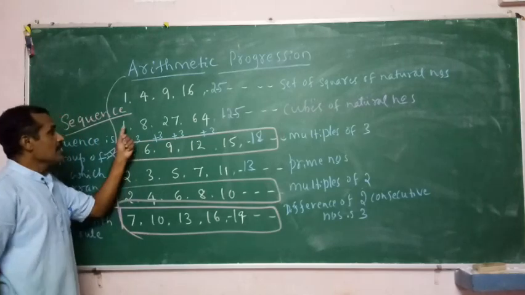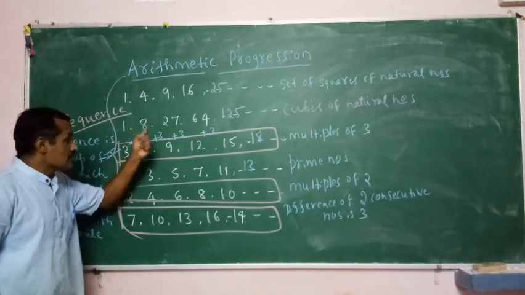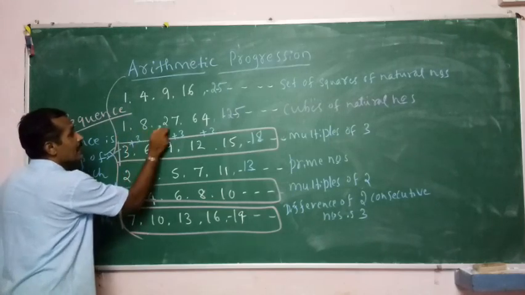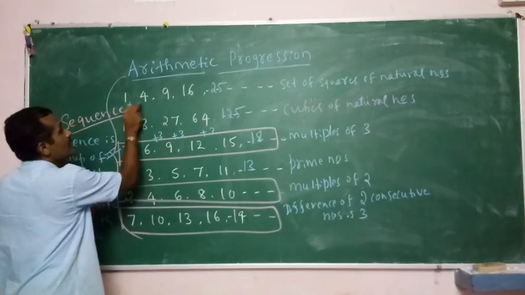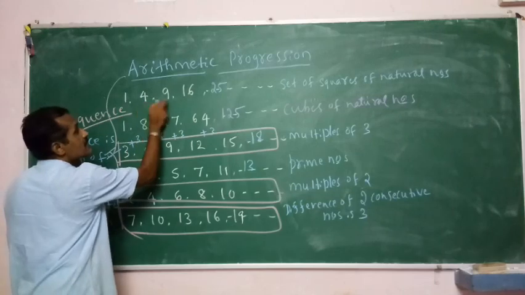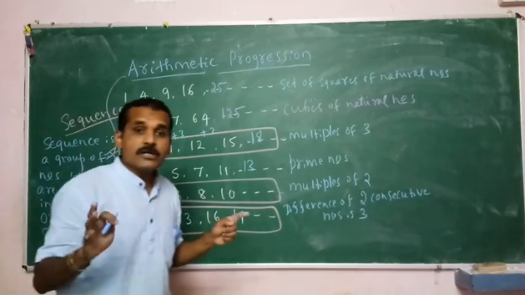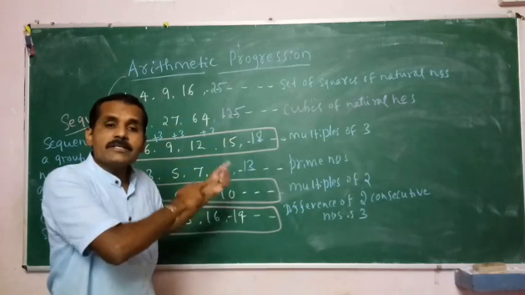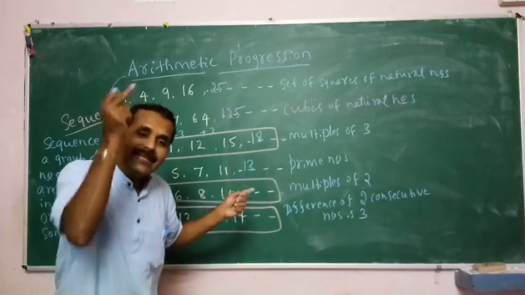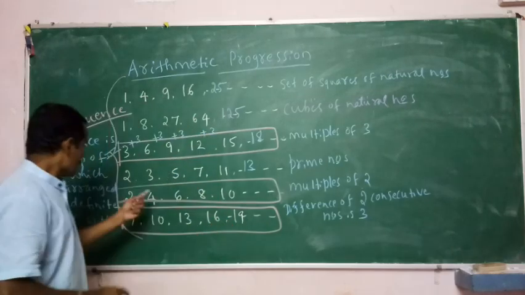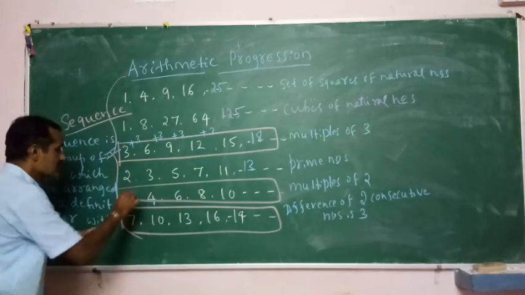But here you see, this is also a sequence, this is also a sequence, but see the difference? Difference is 7, difference is 19, difference is 3, difference is 5, difference is 7, difference is not constant. But all are basically sequences only. But in those sequences, the difference is not the same. Come to this. See the difference.